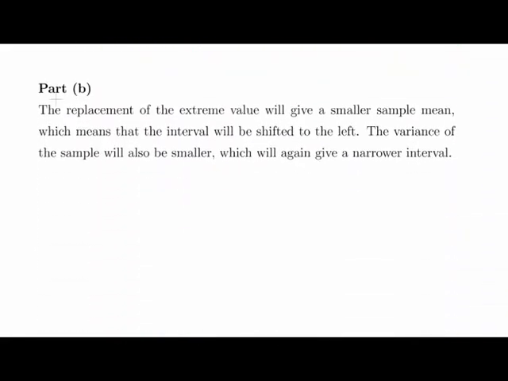Essentially, what happens is that the replacement of the extreme value will result in a smaller sample mean, okay? Which means that the interval will be shifted to the left. So essentially what we're saying here is that X bar will be reduced. What we would expect to happen, though it's not as obvious, is that the variance of the sample will be smaller. Essentially, it's got less range. So that should result in a smaller value for sample variance, okay, and which should end up with a narrower confidence interval.